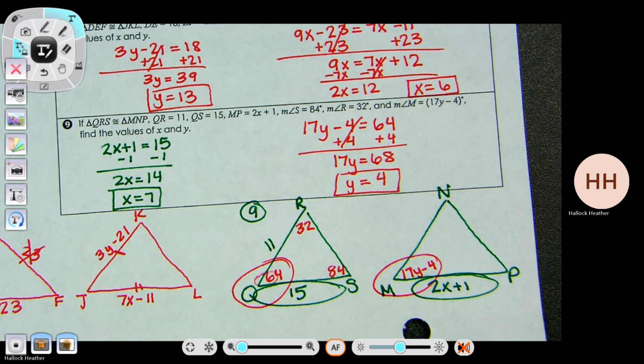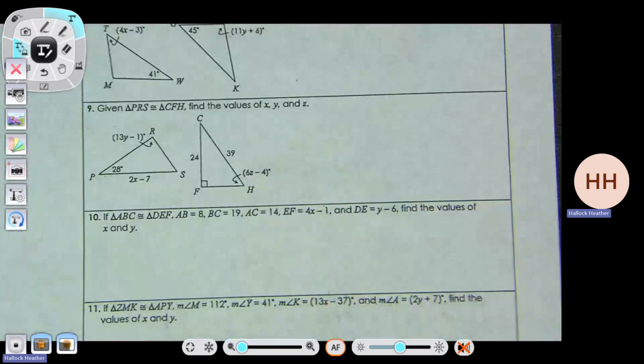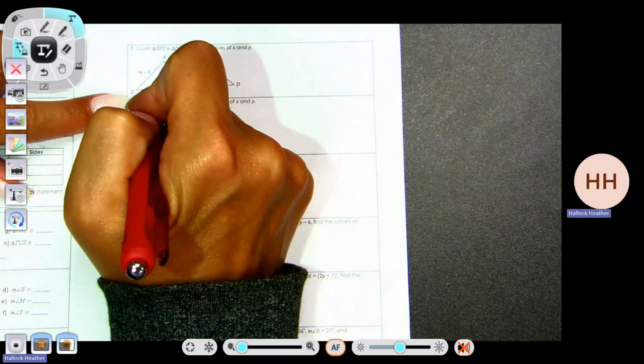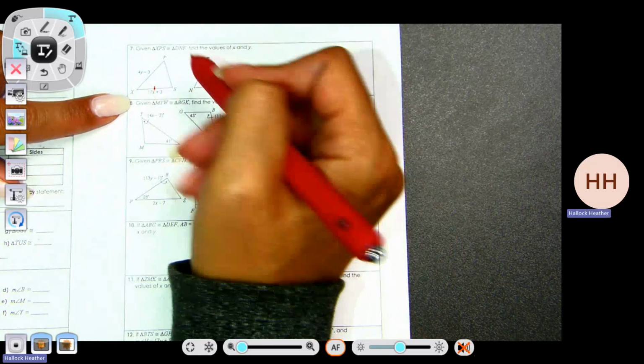You don't have to really do that exercise. So you should have done 1 through 6 yesterday. So you're starting at 7. Matching sides. I would start by putting little tick marks. XS matches with DF. Put your little tick marks and match your sides using your congruency statement. What's up?